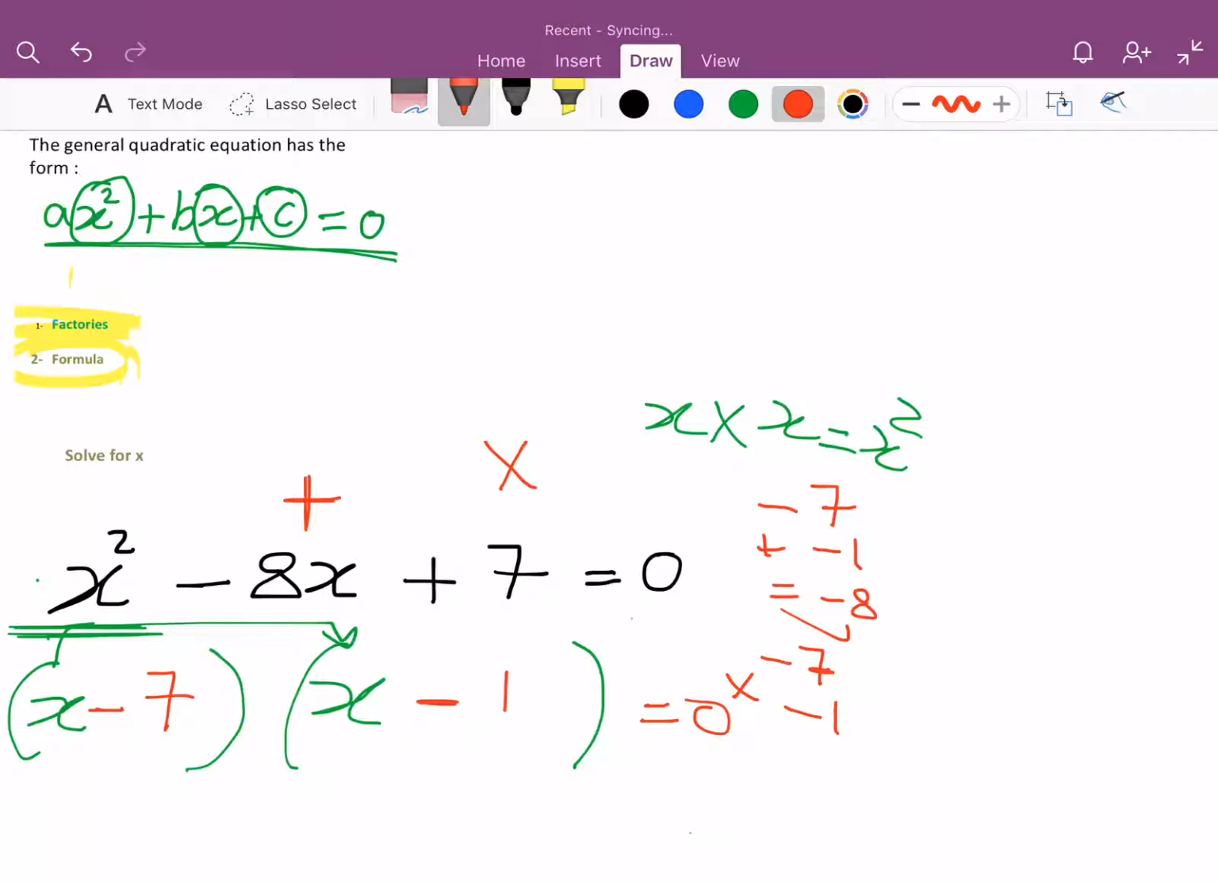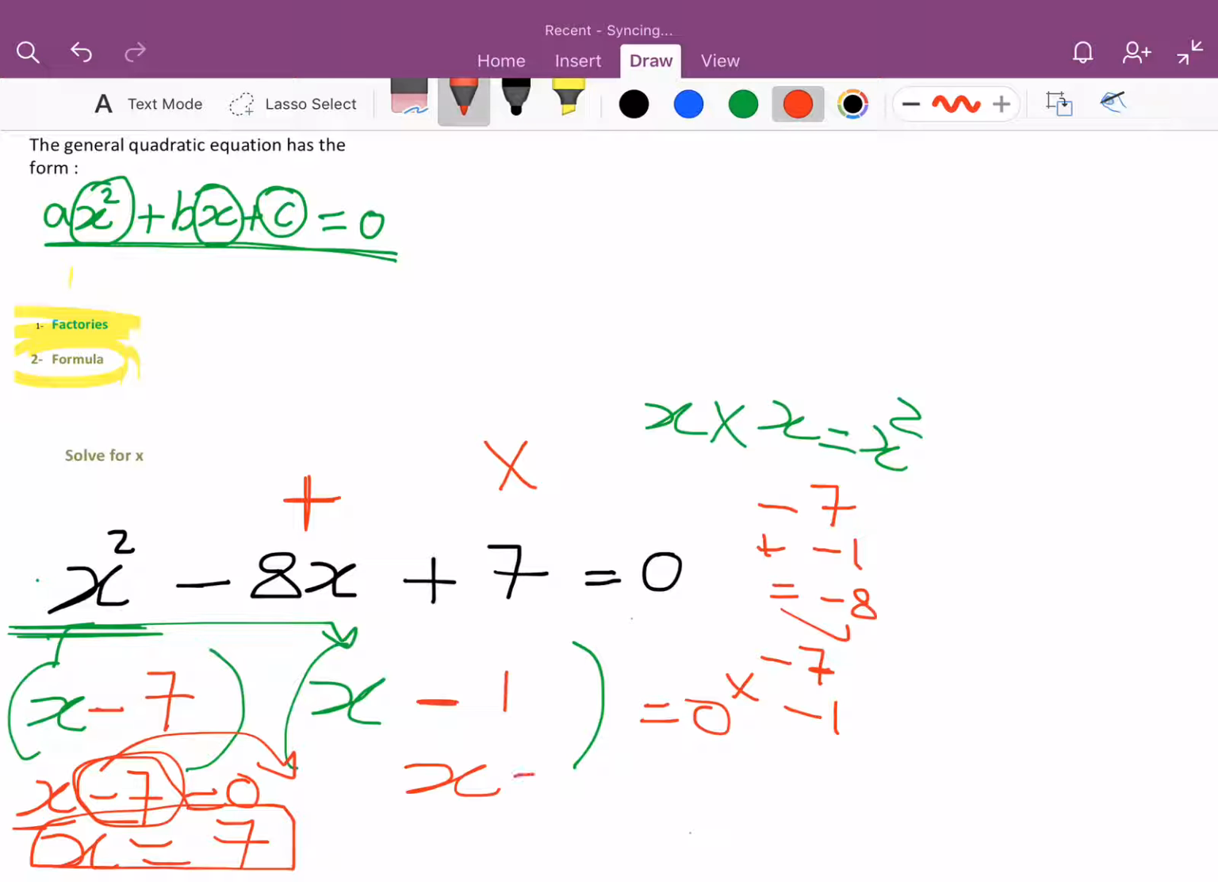Then I will say x minus 7 equals 0. I want x, so I move the 7 to the other side and change the sign. So x equals 7. Instead of -7, it's 7. And here x equals 1, because I moved the 1 to the other side and changed the sign of the 1. So I have x equals 7 and x equals 1.